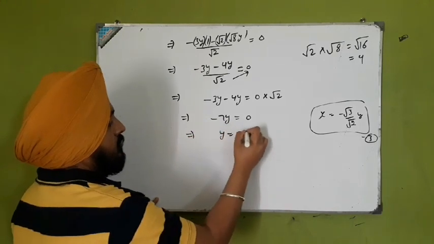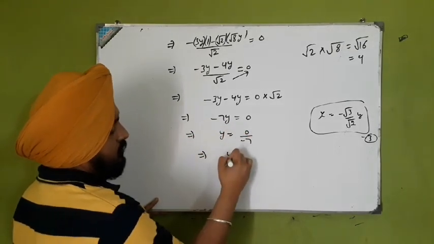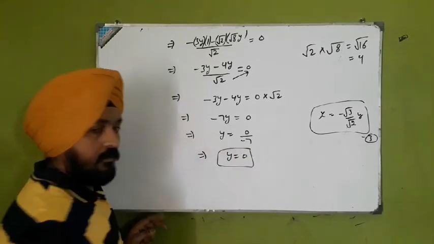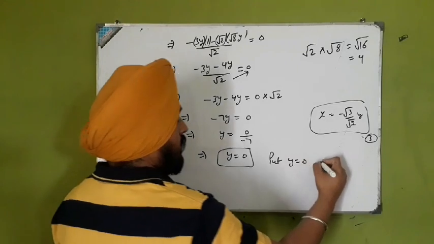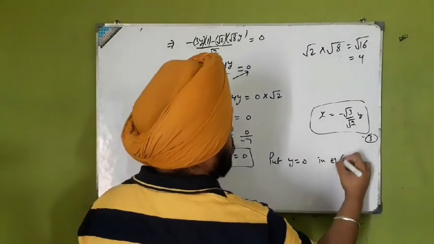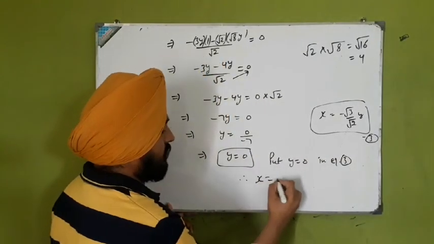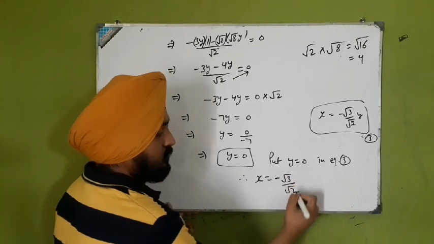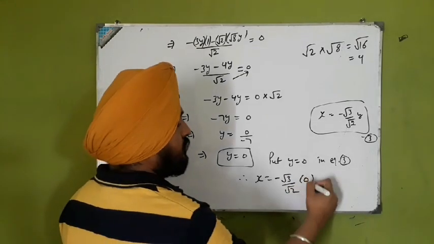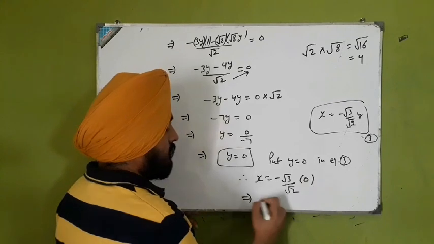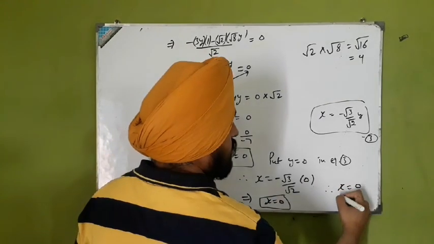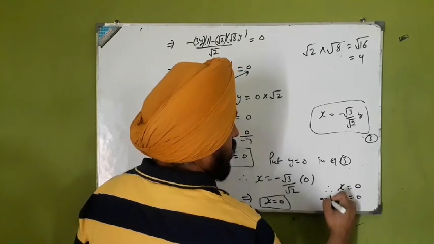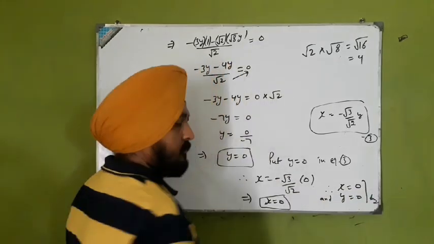That means y is equal to 0 over minus 7, so the value of y is 0. Now put this value 0 of y in equation number third. So the value of x is minus root 3 over root 2 into 0. It implies the value of x is also equal to 0. So the right answer is x is 0 as well as y is also 0.